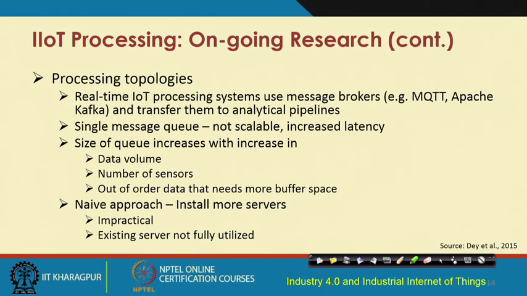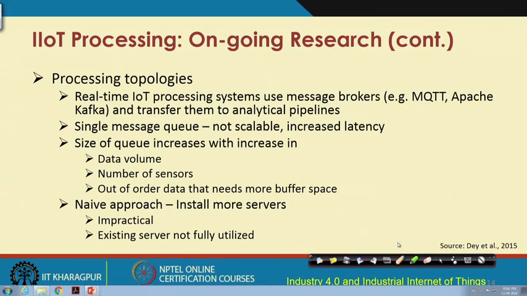Another work by De et al. talks about the use of different processing topologies. Here they are talking about real time IoT processing systems using some kind of message broker. Message brokers such as MQTT, which we have studied before, or similarly Apache Kafka, could be used as message brokers in their system to transfer the data to different analytical pipelines. In this work, they are talking about the use of single message queues, which may not be scalable, and single queues obviously will increase the latency.